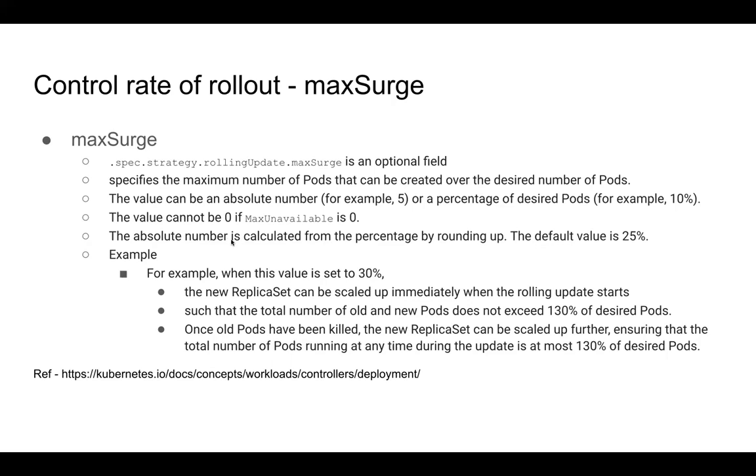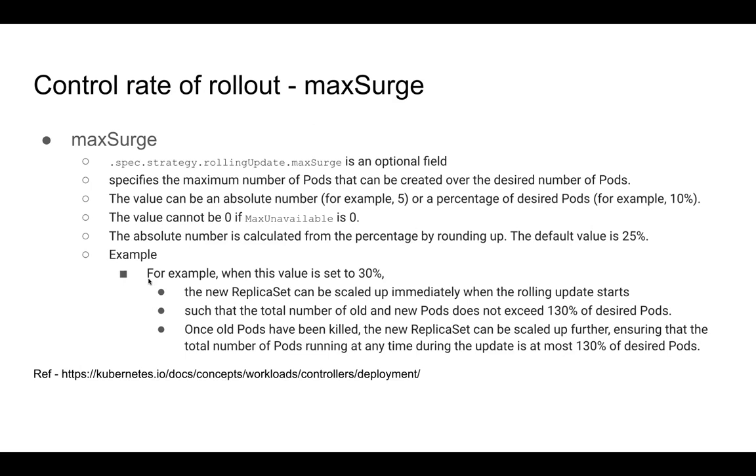The absolute number is calculated from the percentage by rounding up. If you give a percentage and the percentage results in some decimal number, it's rounded. Let's say it returns 3.7, it will round up to 4. And the default value for this is 25% of desired pods.